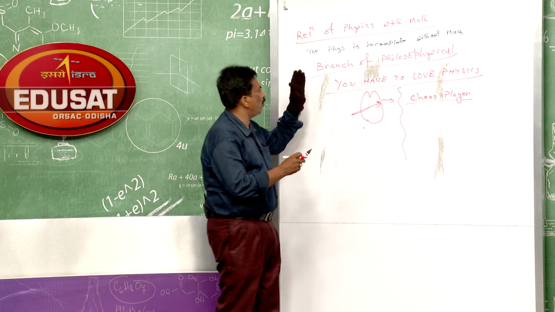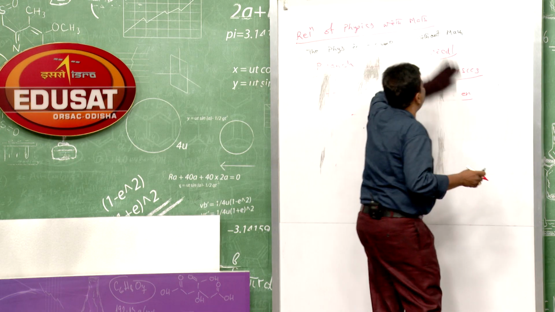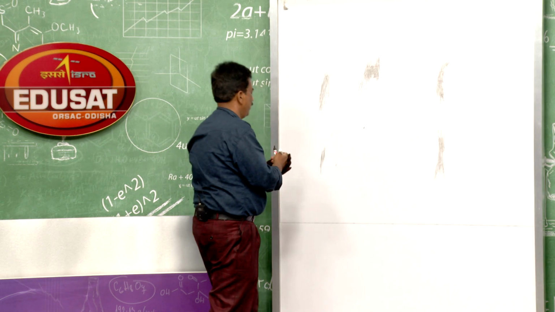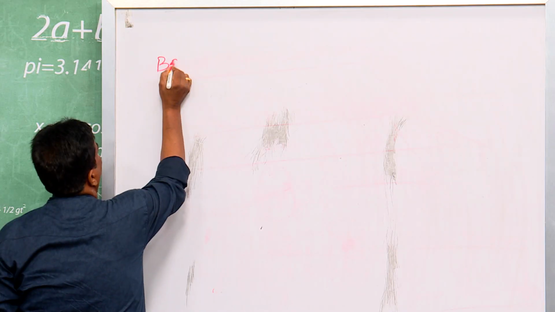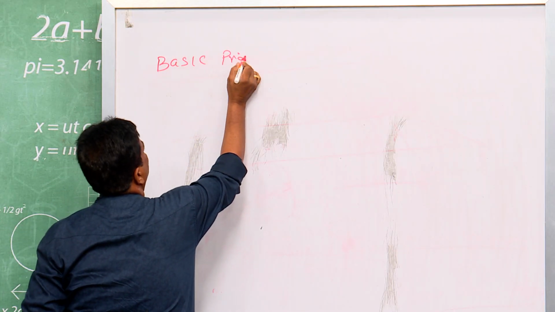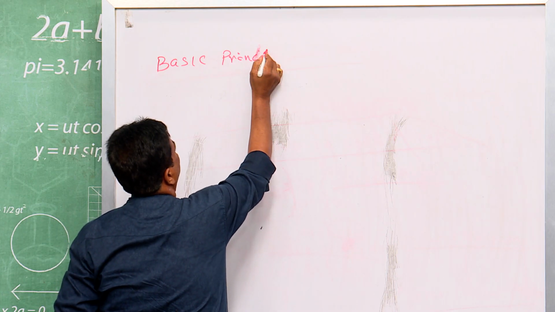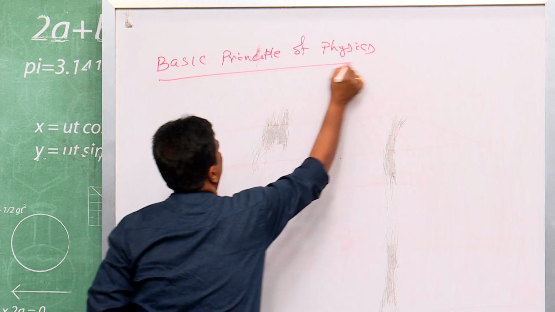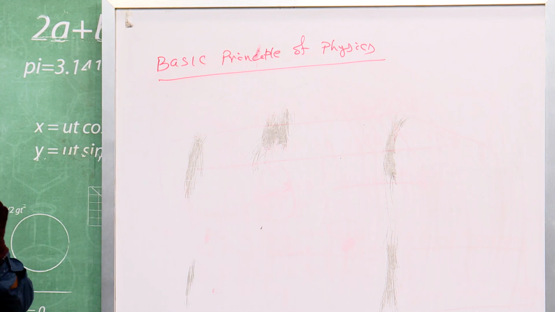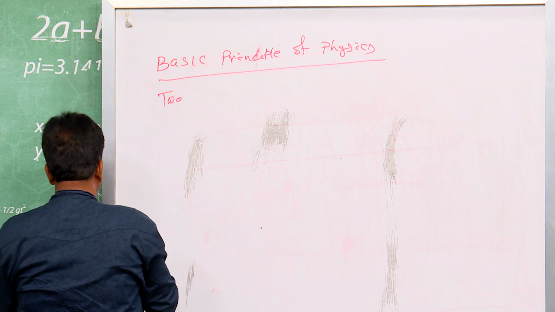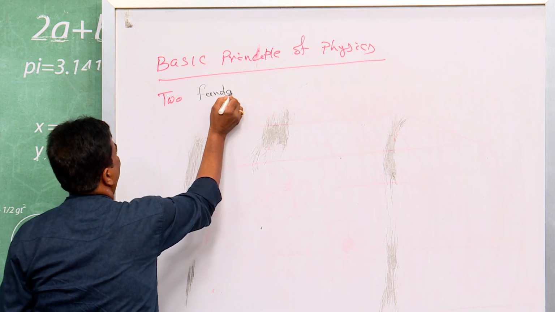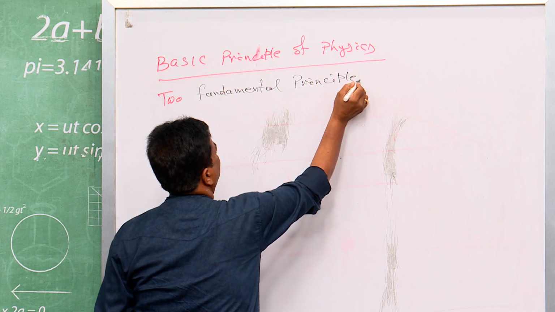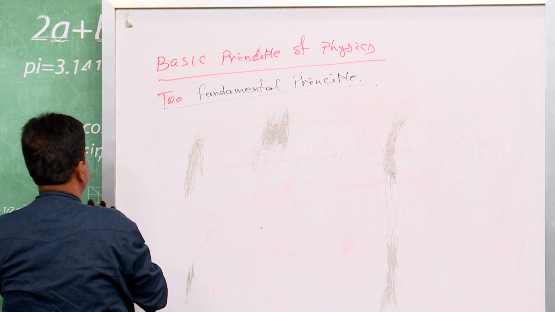For that, for the whole of physics we have to know its principles, the basic principles on which physics depends. Basic principles of physics. This physics has two fundamental principles.